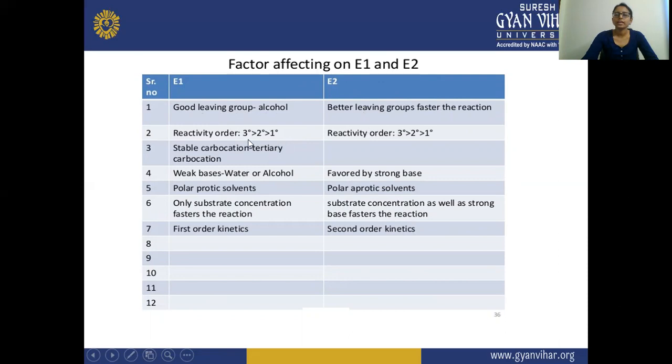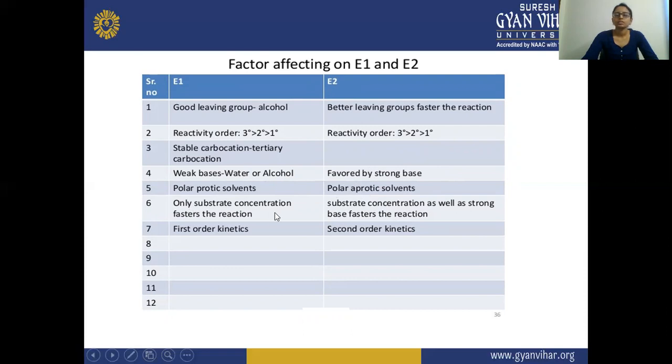In both cases the reactivity order should be tertiary, secondary and primary. In this one, a stable tertiary carbocation is formed. Here no carbocation is formed. Here a weak base, water or alcohol, is used. Here it is favored by a strong base. Here there should be a strong base. Here polar protic solvents are used, and here polar aprotic solvents are used.